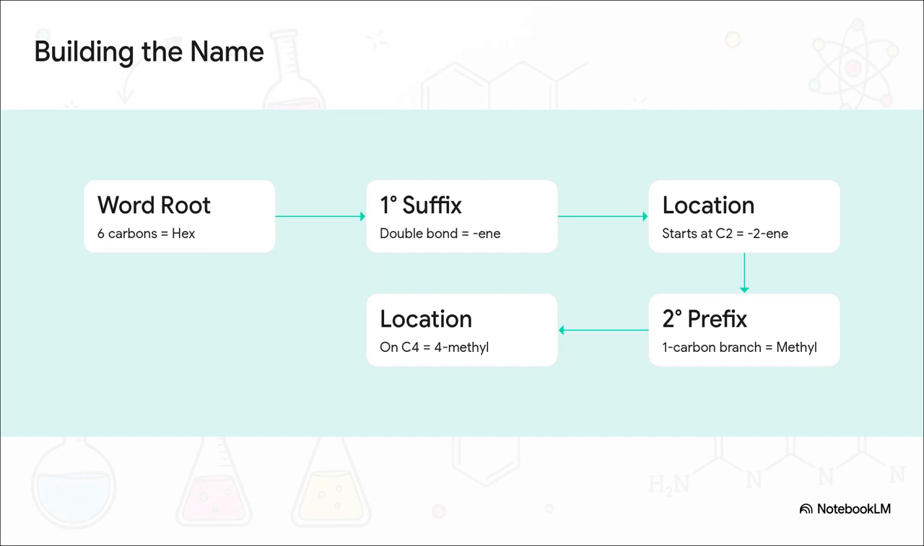Let's do this step by step, just like on an assembly line. First, the word root. 6 carbons? That's hex. Okay. Next, the bond type. We've got a double bond, so that gives us the suffix -ene. Where is it? It starts at carbon 2, so that piece is 2-ene. Now for the branch. It's a 1-carbon group, so we call that methyl. And its address is carbon 4, which makes it 4-methyl. We've got all our parts.